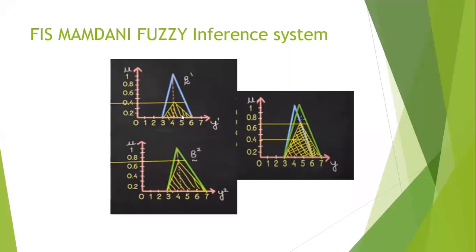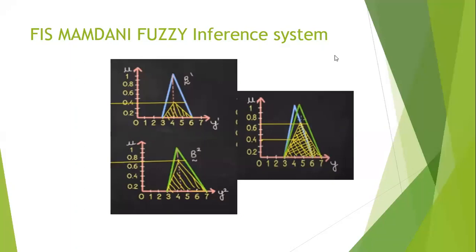This smaller triangle in yellow lines, and this triangle in yellow lines in B2, will be your scaled membership function, resulting in your output of the fuzzy inference system. So final output is this one, which needs to be defuzzified. Okay, defuzzification is to be done for the final output.